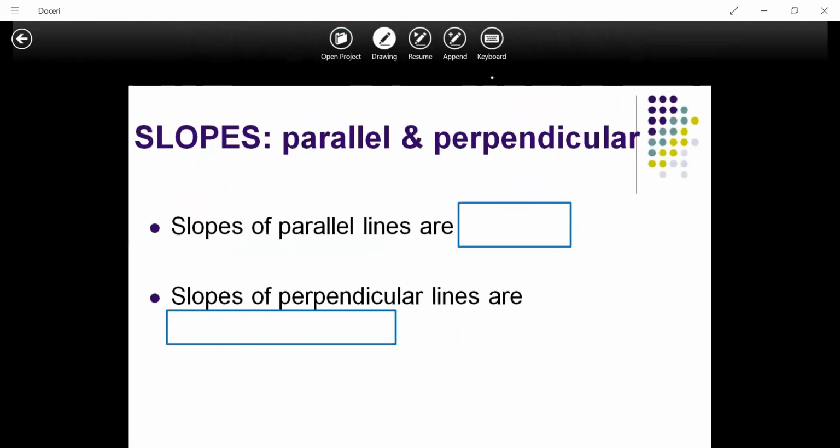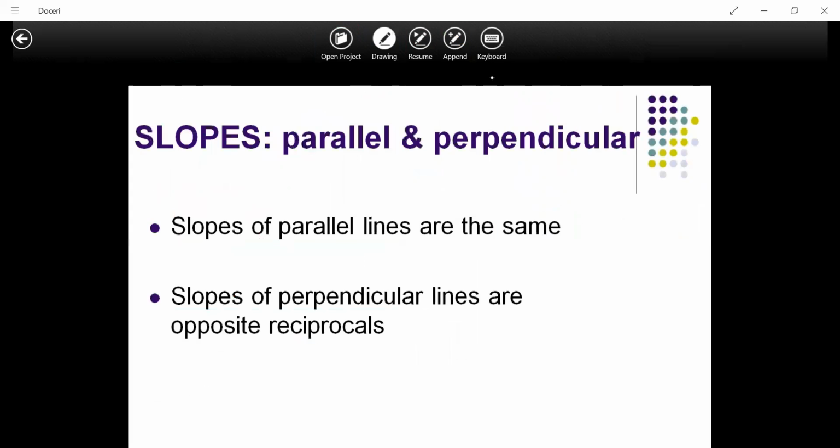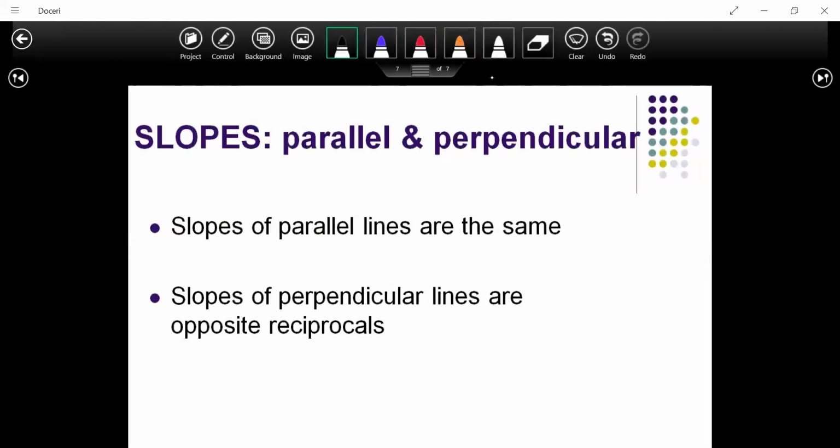Copy down slopes, parallel, and perpendicular. We're going to do 2 examples, and then we're going to be done here. Slopes of parallel lines are equal. Slopes of perpendicular lines are opposite reciprocals. Another way we could say this is m1 is equal to m2, and a perpendicular slope is 1 over m1, the opposite reciprocal.